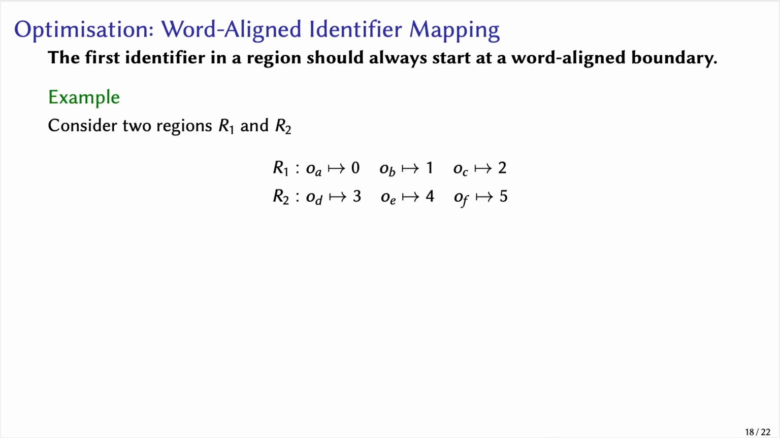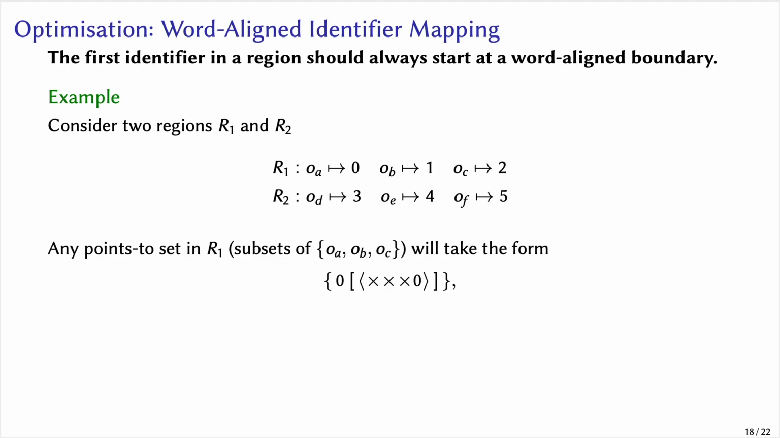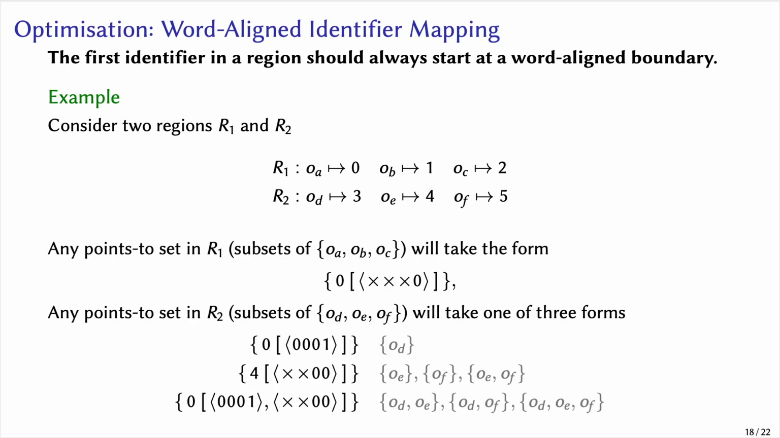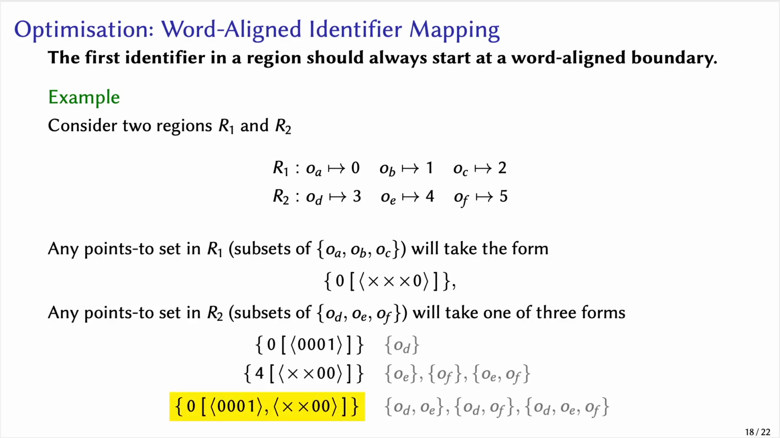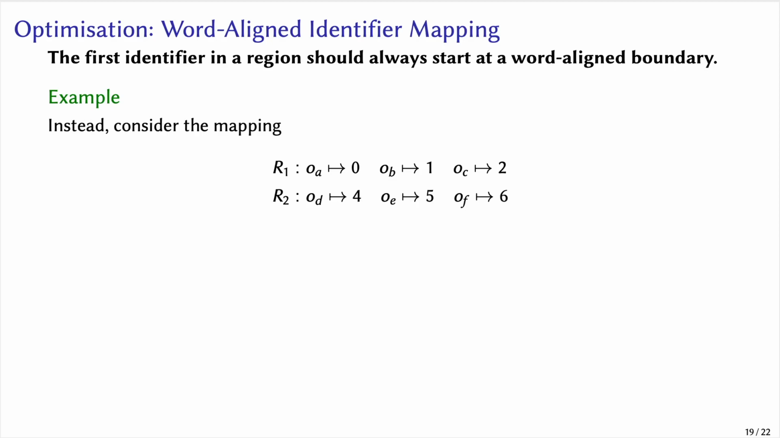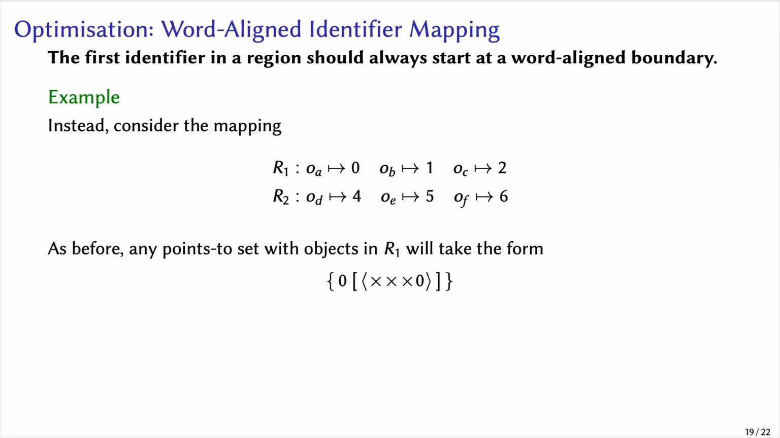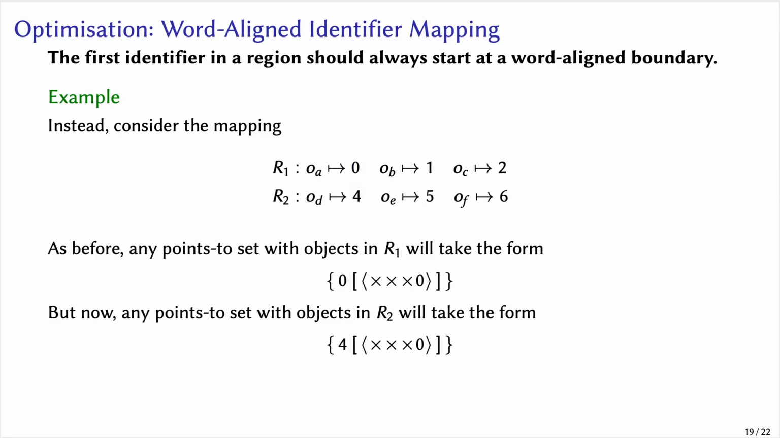Imagine we have two regions with OA, OB, and OC in R1 and OD, OE, and OF in R2. With the mapping presented, PointsTo sets with objects in R1 can always be represented in one word. For R2, however, we may need one or two words. Obviously, this isn't optimal as there are only 3 objects in R2. Instead, let's consider a new mapping where the first identifier is aligned on a word boundary. Identifiers in R1 start at 0 and those in R2 start at 4. Now the PointsTo sets with objects in R1 always use one word as before, but so do those in R2 without much effort.